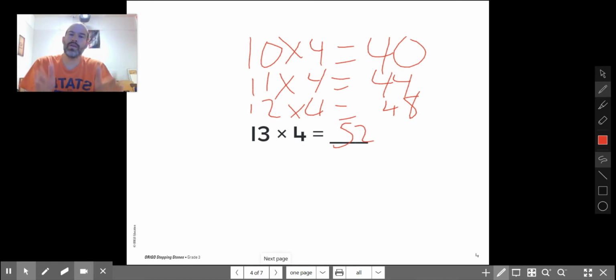All right, so again, we're using the known fact of 10 times 4 and 11 times 4, and then continuing to skip count by fours to find the answer to the unknown, which was 13 times 4, and the product is 52.